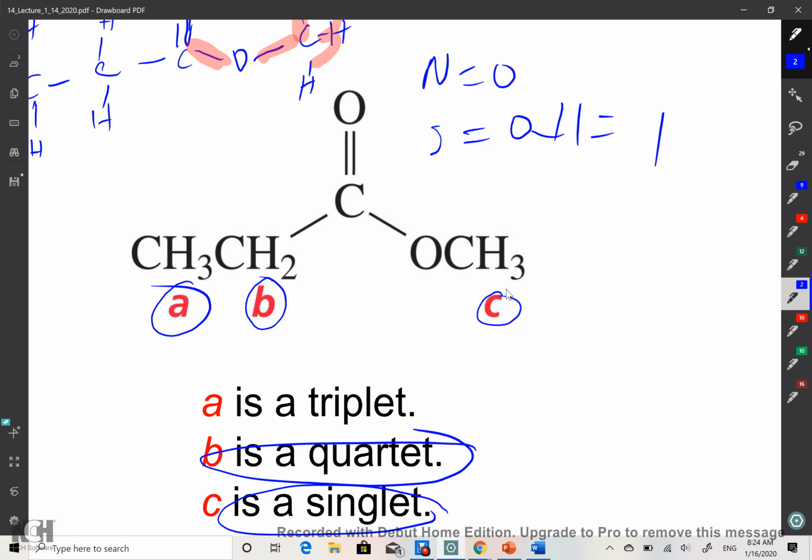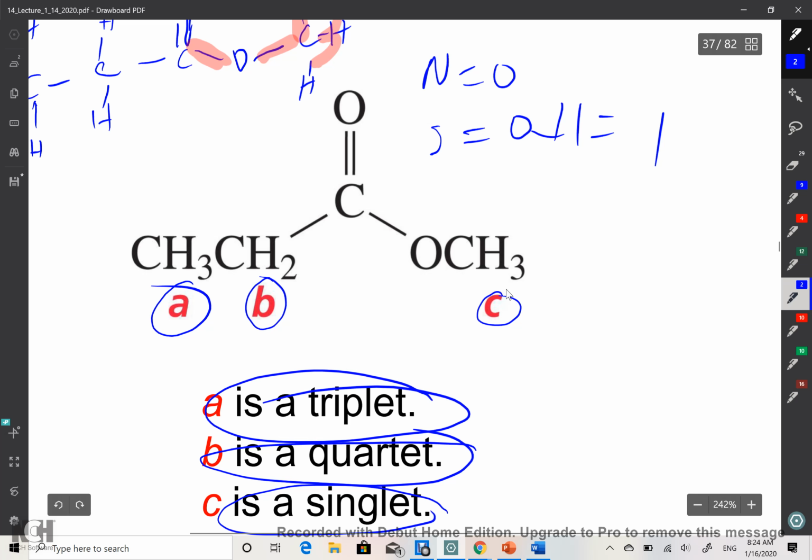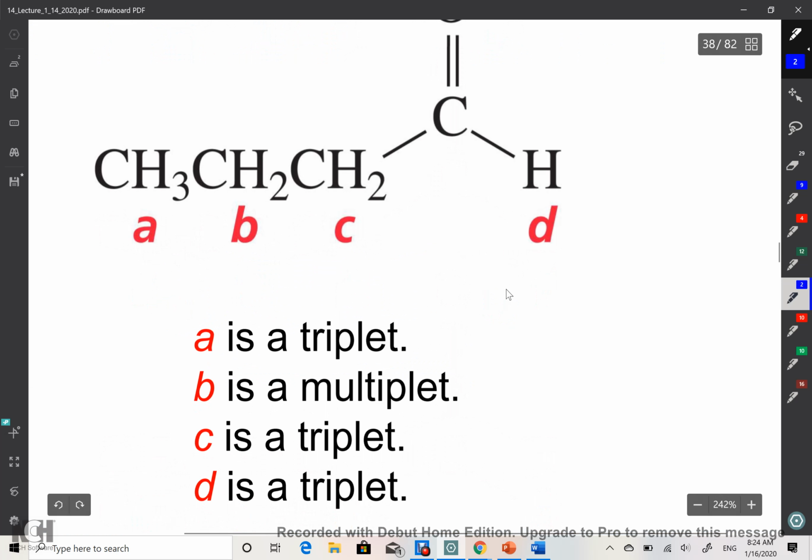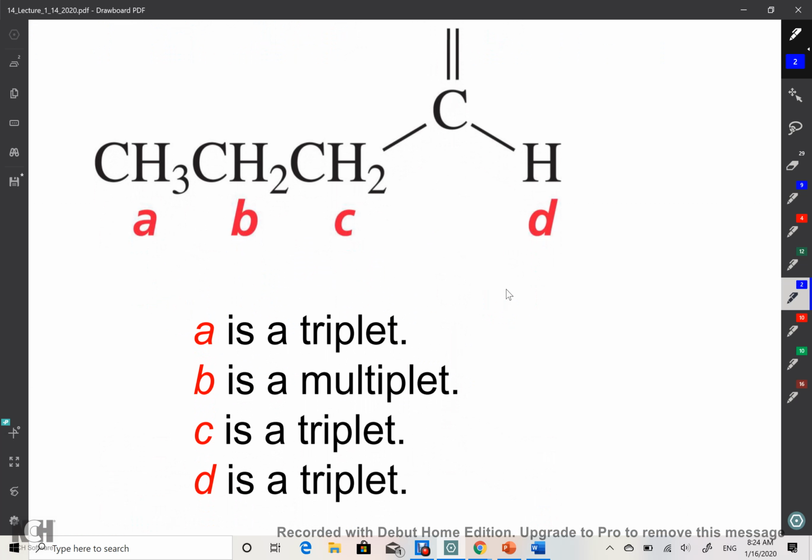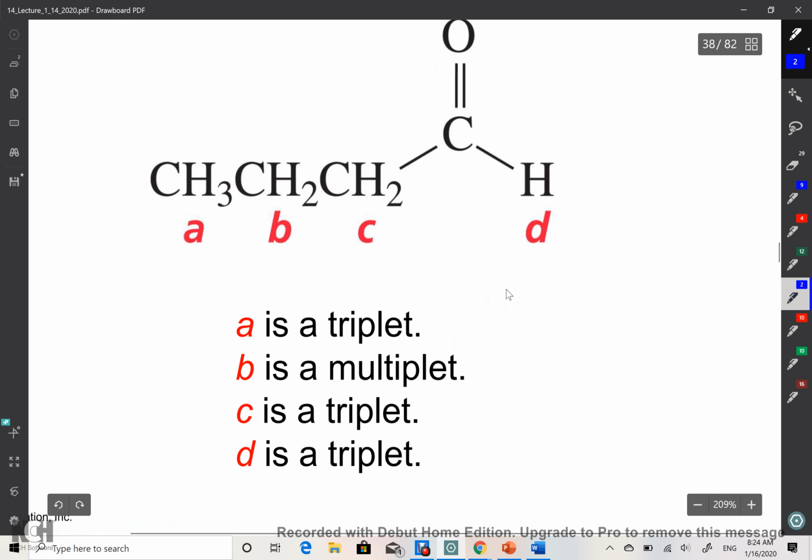Now if we look at a group of protons in A, how many protons are adjacent to A? There will be 2 protons adjacent to A. So 2 plus 1 gives you 3. Does that make sense? 2 plus 1 gives you 3, and we have a triplet. Does that make sense, guys? And now I hope you can understand the splitting pattern in this other molecule here.